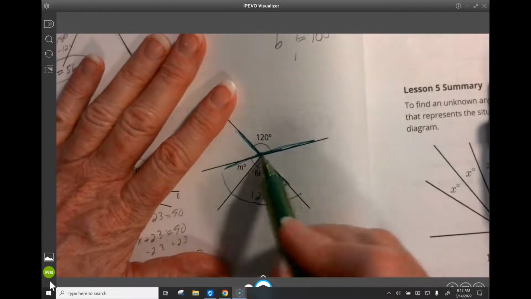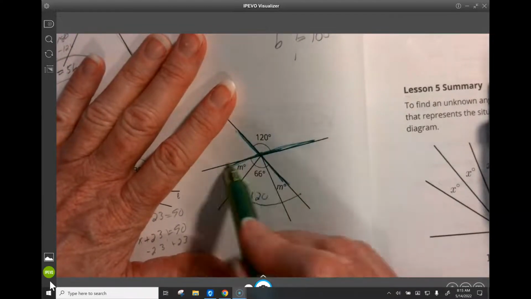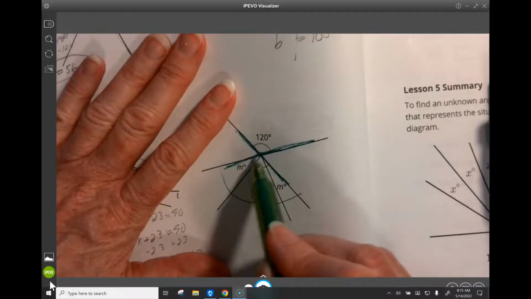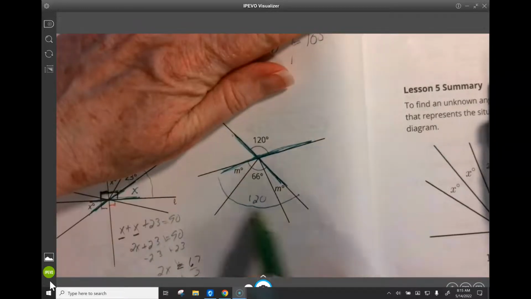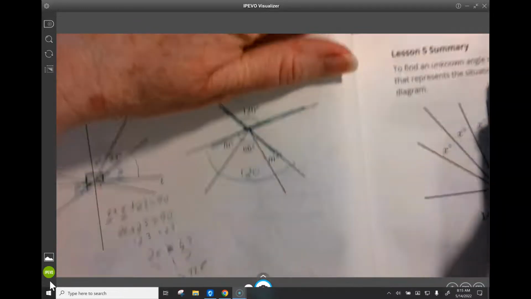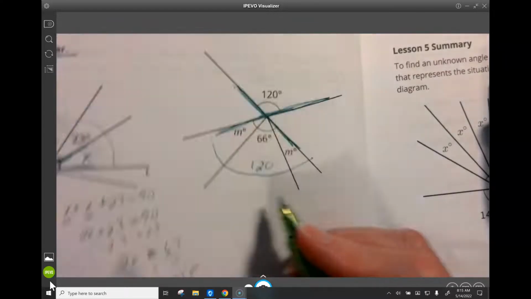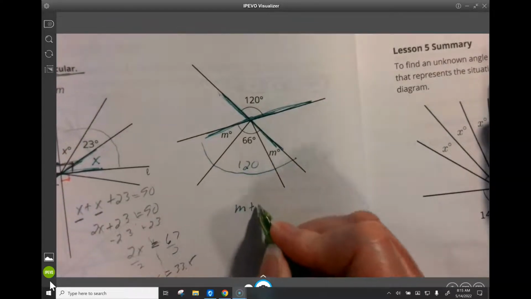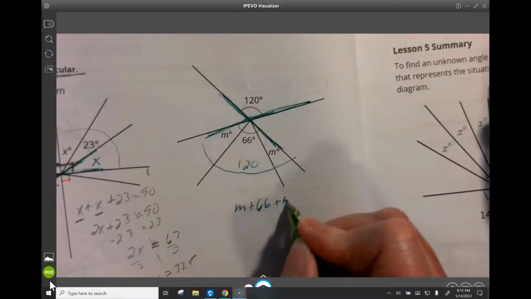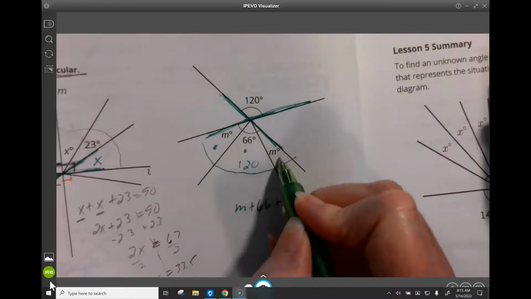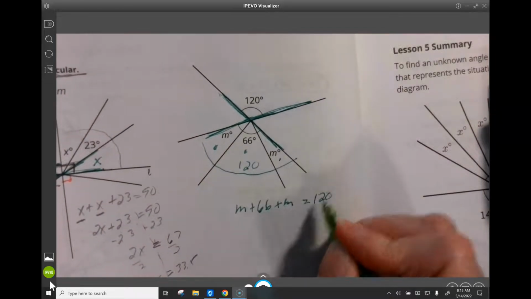Okay, do you see what I did there? I extended my lines because it kind of gets confusing. And I need to find those V's to find out their vertical angles. So this whole thing is 120. So that means M plus 66 plus M is 120, because I'm taking these three angles, that's equal to 120.